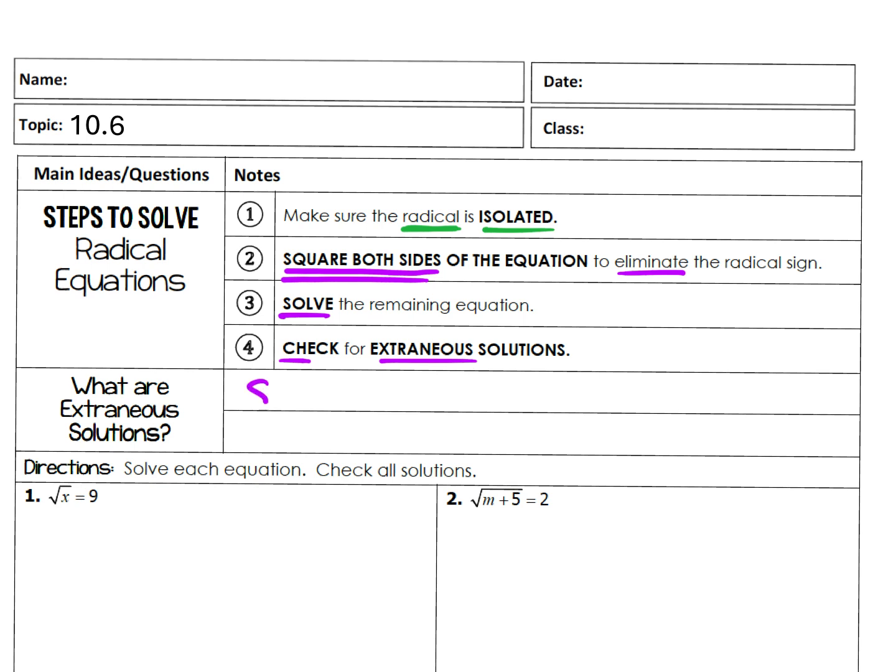So when you find a solution that doesn't work, ooh, do you like my new color? I like it too.